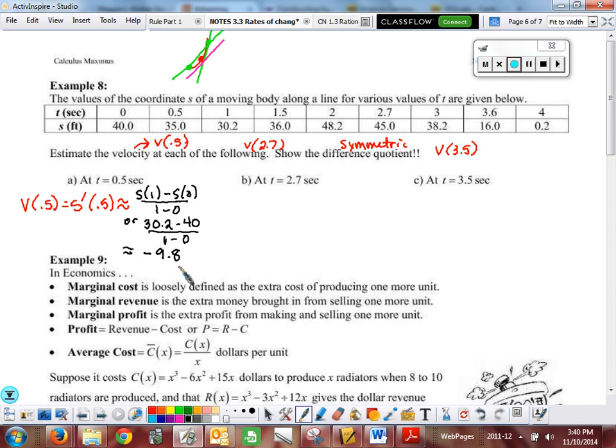Now do not walk away from this problem until you actually put units. Now remember, this is velocity, which is change in y over change in x, change in position over change in time, so this would be in feet per second.